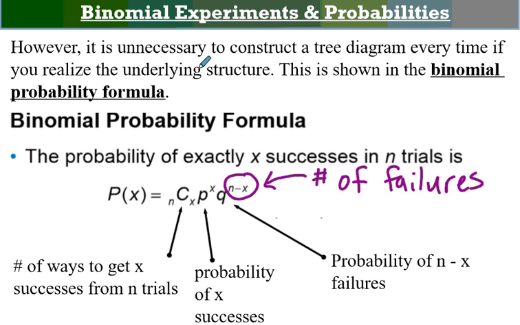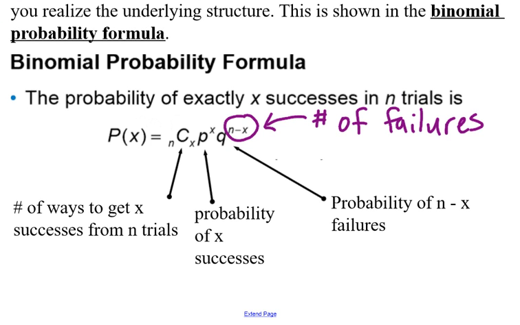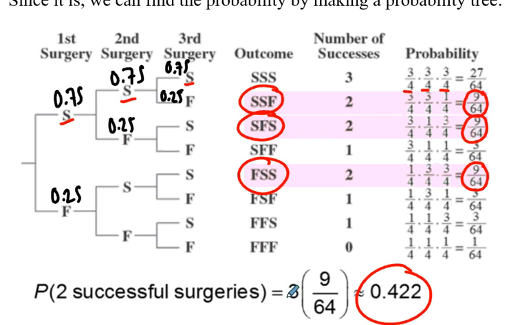It's unnecessary to construct a tree diagram every time if you realize the underlying structure. Instead, we can use the binomial probability formula. The binomial probability formula states the probability of exactly X successes in N trials, and this is what it does. The very first piece calculates the number of ways of getting X successes out of N trials. In our last case, that was 2 successes out of 3 trials. That was 3 choose 2 right here.